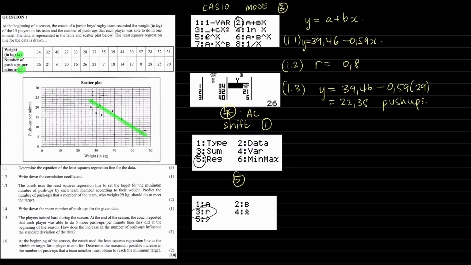So the minimum would be 22, right? The minimum number of push-ups that the person will need to do is 22, because how do you do 0.35 of a push-up? I'm not sure.